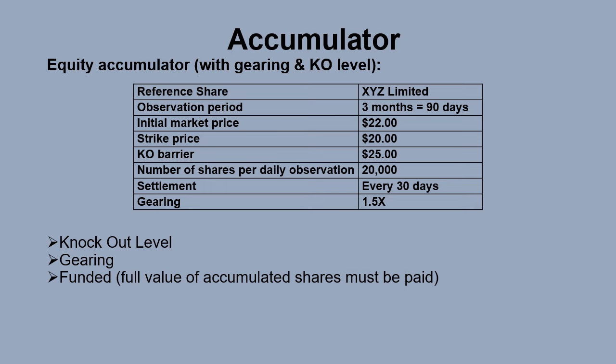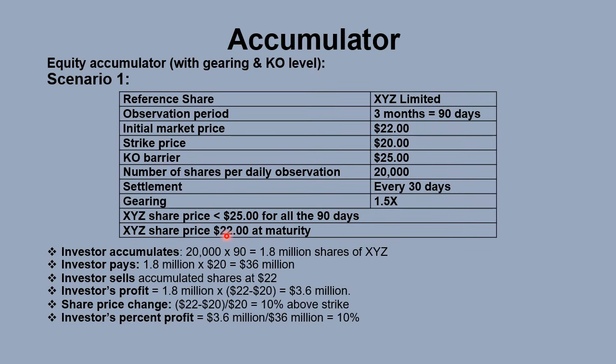Let's look at scenario 1, where the XYZ share price remains below $25 for all the 90 days. That means the product never gets knocked out. And the share price is $22 at maturity. Let's presume that the investor sells all the shares he has accumulated at $22. Therefore, for the 90 days, the investor will accumulate 20,000 into 90, which is 1.8 million shares of XYZ. For this accumulation, the investor must pay 1.8 million into $20, which is the strike price, which is a total of $36 million.